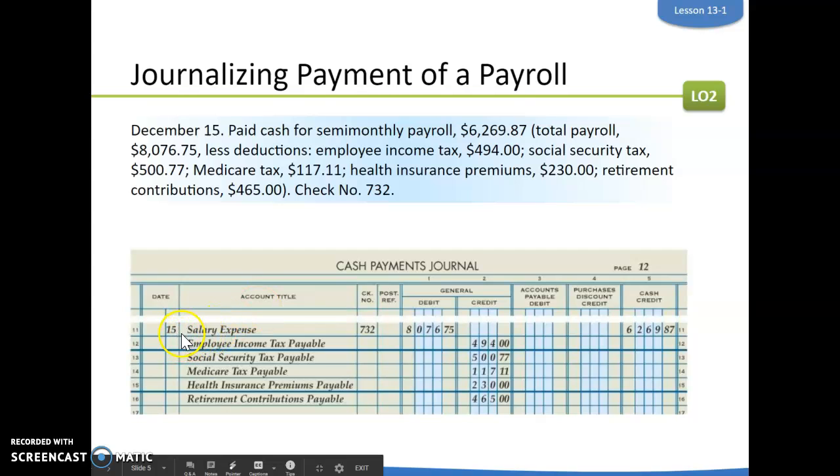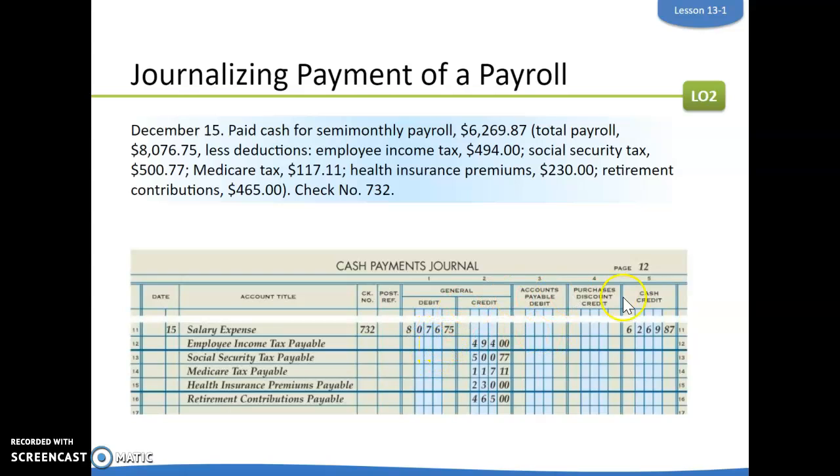So first I need to record that debit, and my debit is my salary expense, remember here. So you can see that this is on line number 11, so I do not need to put the month here. If it was line number 1, I would need to put the month. But since it's further down in my cash payments journal, I don't need to do that because that should be up higher here. So the 15th, salary expense, check number 732. So my debit, general debit, because I don't have this expense over here, the special column, is $8,076.75.